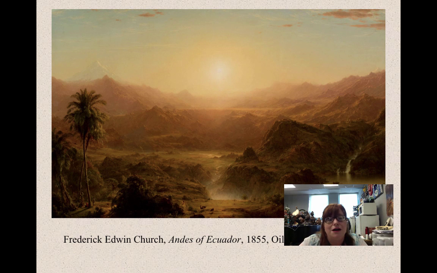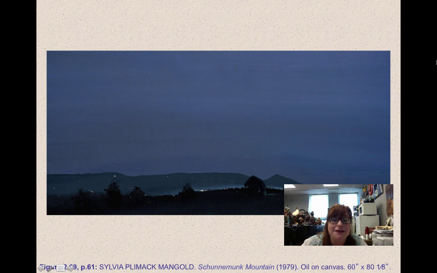So this is Frederick Edwin Church's Andes of Ecuador, and you can see things that are closer have more detail. The leaves on the palm tree are more carefully rendered. You can kind of see the texture of the bark, and then things get dim back here, and that's also aerial perspective. Atmospheric. And then same thing here.